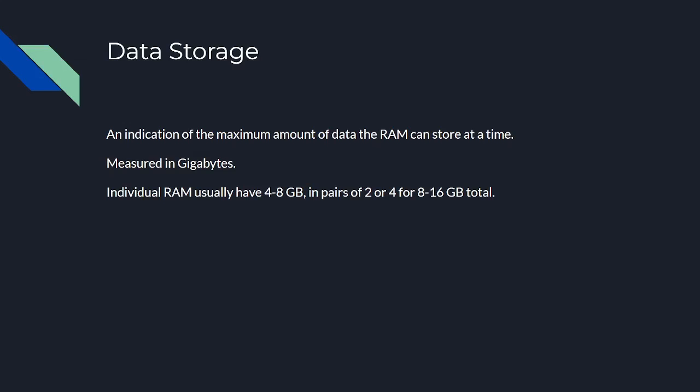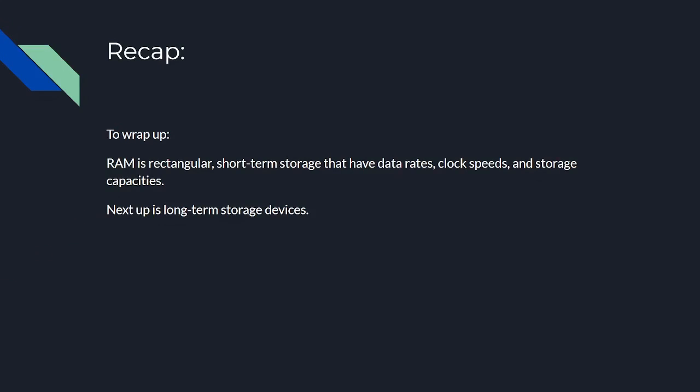So, RAM also has data storage, which is an indication of the maximum amount of data the RAM can store at a time. It's measured in gigabytes. Individual RAM usually have 4 to 8 gigabytes, so in pairs of 2 or 4, they have usually 8 to 16 gigabytes total. Okay, recap. So RAM is rectangular, short-term storage that has data rates, clock speeds, and storage capacities. So next up is long-term storage devices.